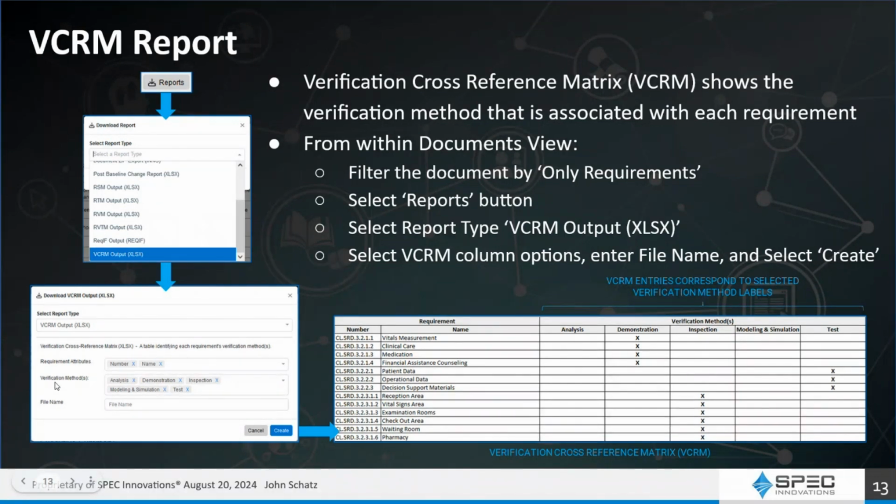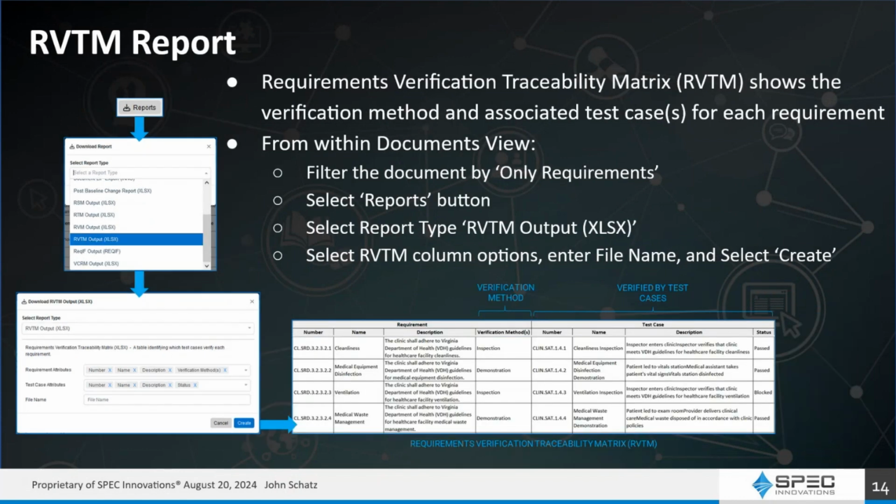You can see you're going to have options you can click on and off over here. So if your organization doesn't use modeling and simulation as a verification method, you can click that X, and that'll take that row out of the table. So you'll just get the 4 that you use if you're one of those organizations. So the primary purpose of the VCRM is to show requirements versus methods. The other one we're going to talk about is the RVTM, Requirements Verification Traceability Matrix.